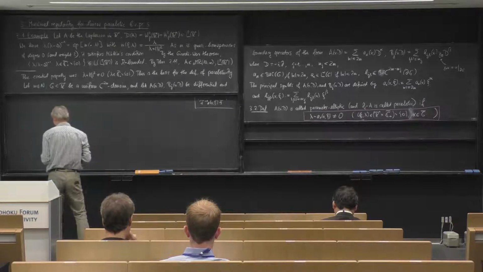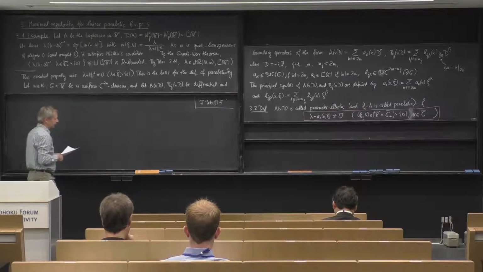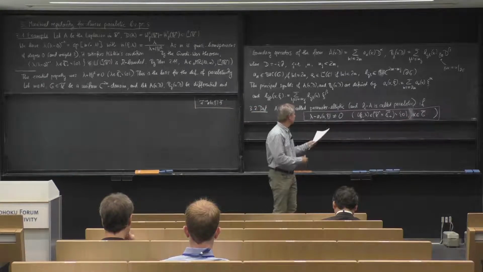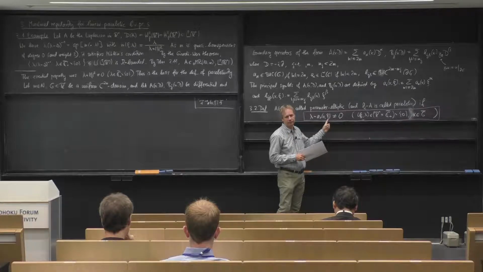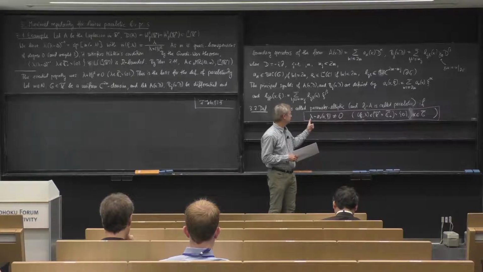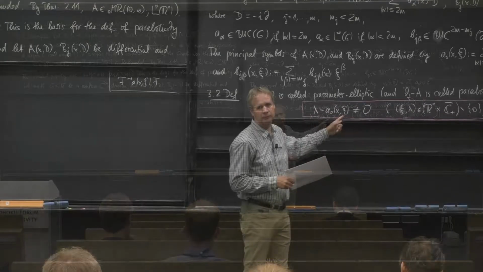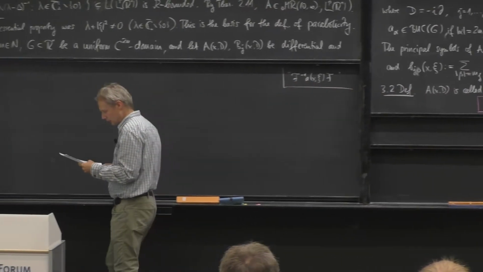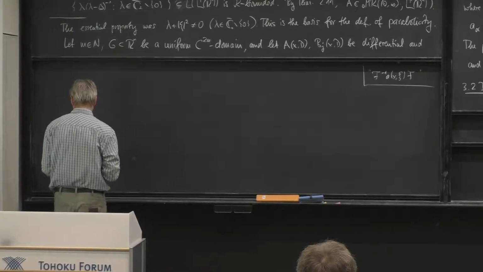Okay, but I take here the principal symbol, and this principal symbol is of order 2m with respect to xi. So this expression is quasi-homogeneous in lambda, xi. And therefore the same argument holds, and we come to the following result.